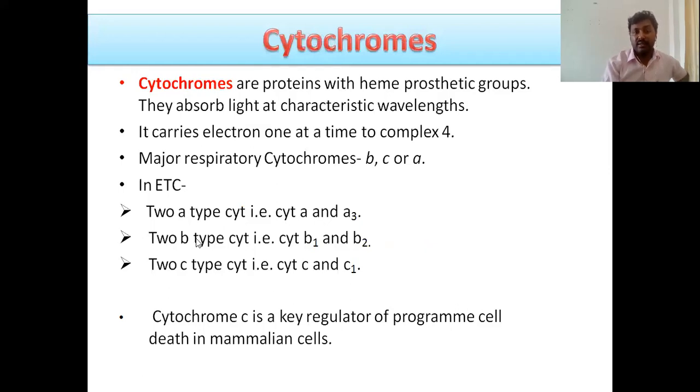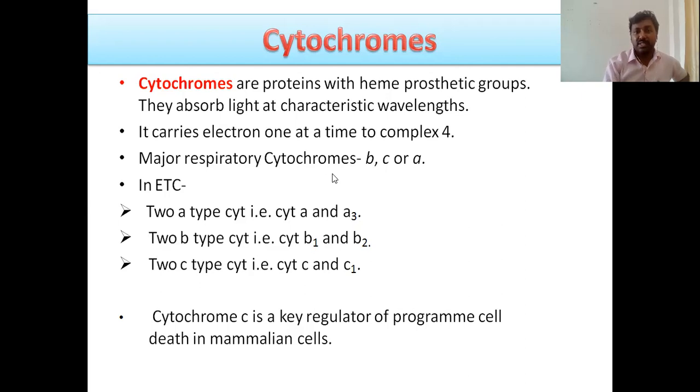So here we have to talk about cytochromes. Cytochromes are proteins with a heme prosthetic group. It carries electrons one at a time to complex 4. So they mainly transfer the electrons from the first complex to 4 and from the second complex to 4.